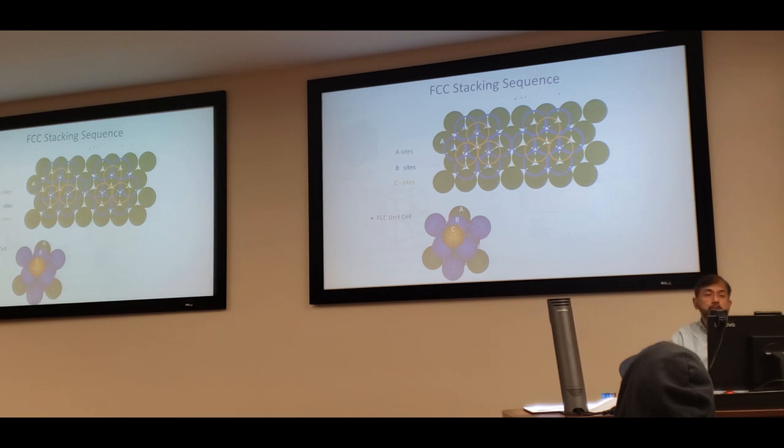So such an arrangement, this is called ABC, ABC, ABC type close-packed pattern, which can lead to face-centered cubic structure. That's what we have seen in the video. Okay, this can lead to face-centered cubic structure. So, any question? So that is the face-centered cubic structure.